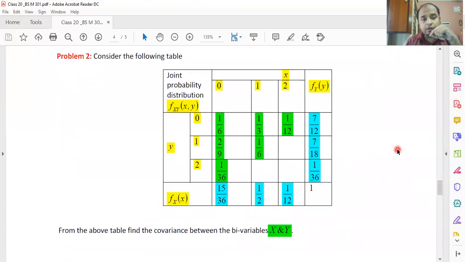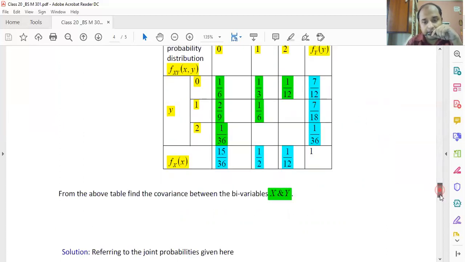You very well can recognize this particular problem. We have discussed this problem several times. This problem represents a joint probability distribution of the bivariate random variable. So capital X is taking the values 0, 1, 2, and capital Y is taking the values 0, 1, 2. This right hand side column is the marginal probability of Y. The bottom line is the marginal probability of the random variable capital X. And these green colored probabilities are the joint probabilities. We are supposed to find the covariance between the two variables capital X and capital Y.